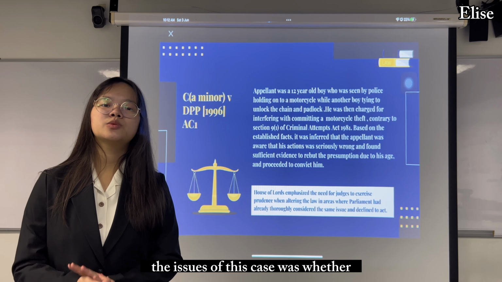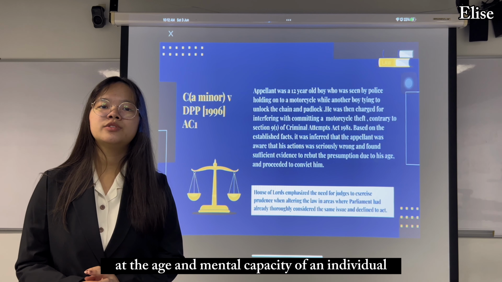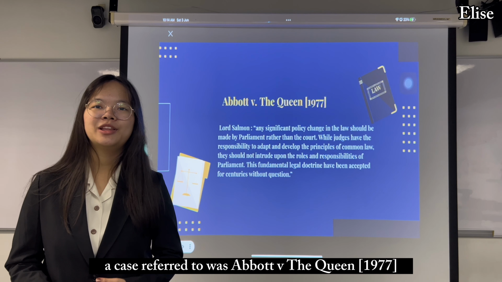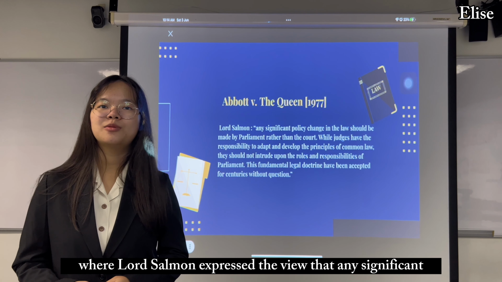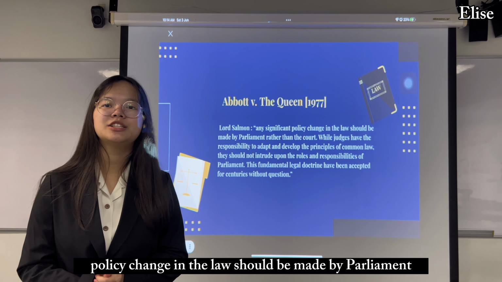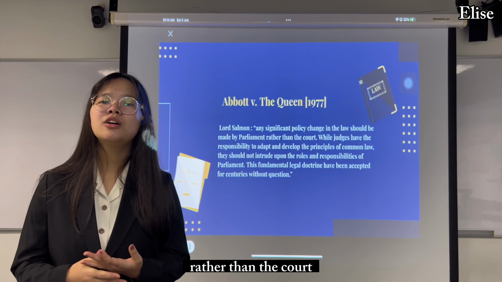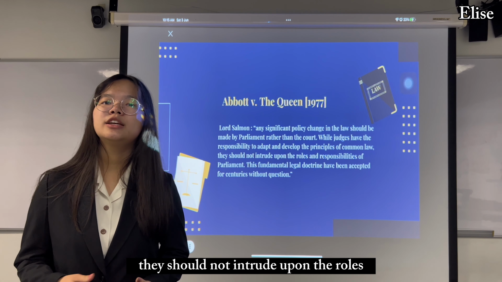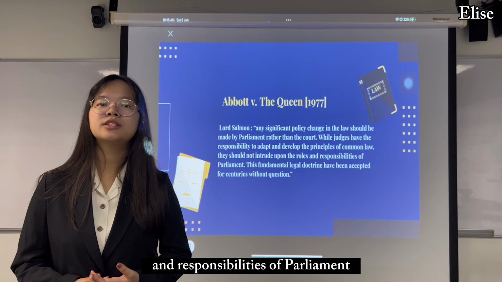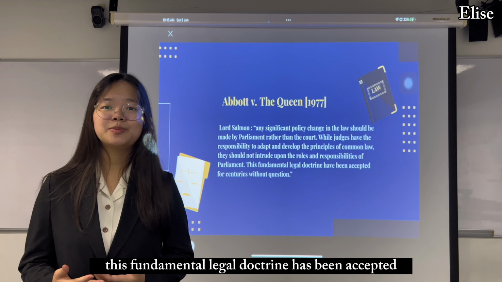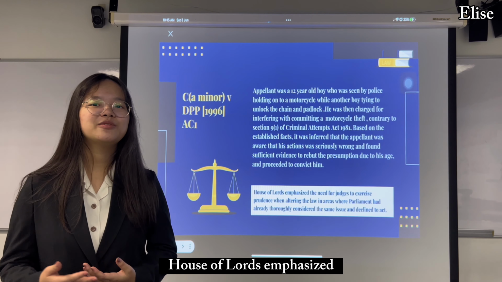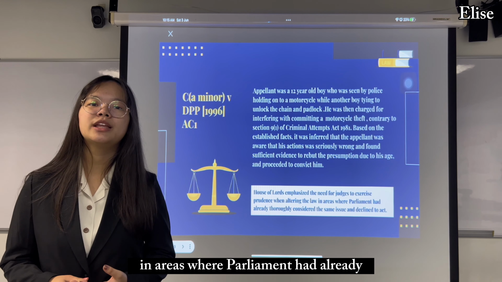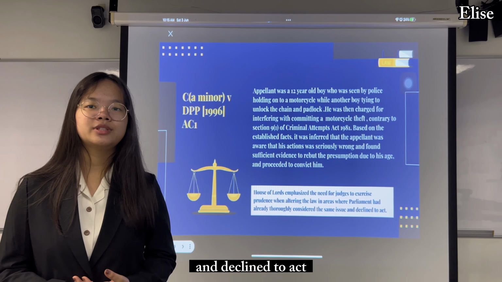The issue of this case was whether the age and mental capacity of an individual should be taken into account when determining criminal liability. A case referred to was Abbott against the Queen 1977, where Lord Salmon expressed the view that any significant policy changes in the law should be made by Parliament rather than the court. While judges have a responsibility to adapt and develop the principles of common law, they should not intrude upon the roles and responsibilities of Parliament. This fundamental legal doctrine has been accepted for centuries without question. The House of Lords emphasized the need for judges to exercise prudence while altering the law in areas where Parliament had already thoroughly considered the same issues and declined to act.